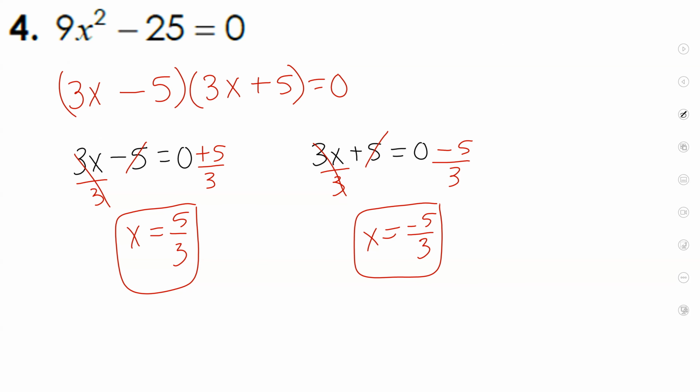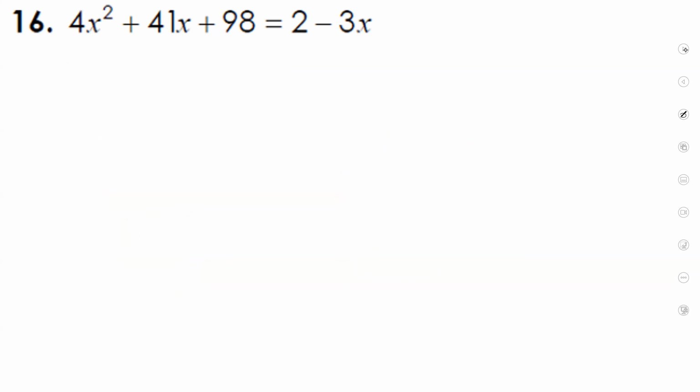All right, next one. Number 16. Notice, is everything on the same side? No, so we need to do some algebra here. So guys, I'm going to move everything to the left-hand side. So if I move this 2 over, it'll become a -2. And when I move this negative 3x over, it'll become a positive 3x.